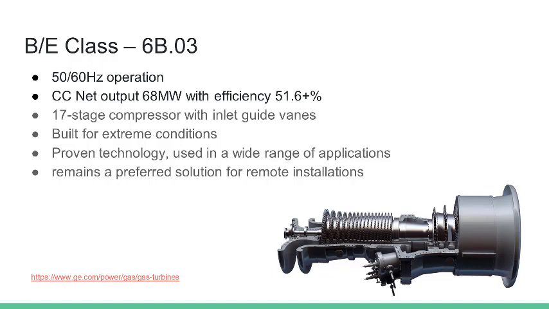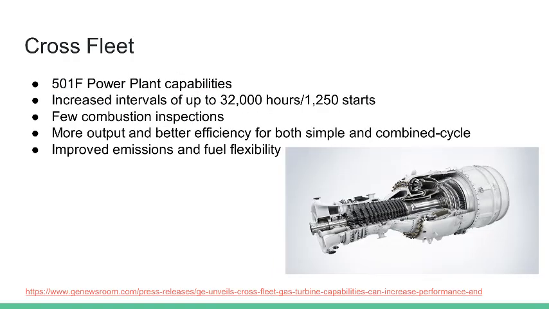It's proven technology used in a wide range, such as simple cycle operations to cogeneration and combined cycle to mechanical drive. It remains a preferred solution for remote installations because of its versatility. GE has unveiled the Crossfleet gas turbine that has completed several outages at 501F power plants, spanning inspection services all over major plant components and systems. It has increased intervals of up to 32,000 hours and 1,250 starts, which creates fewer combustion inspections.